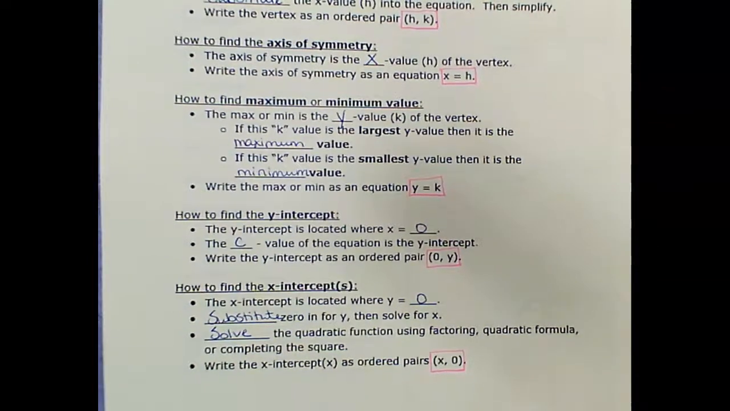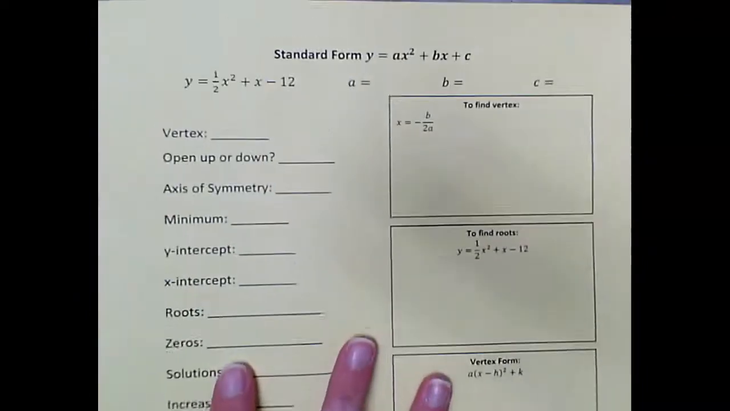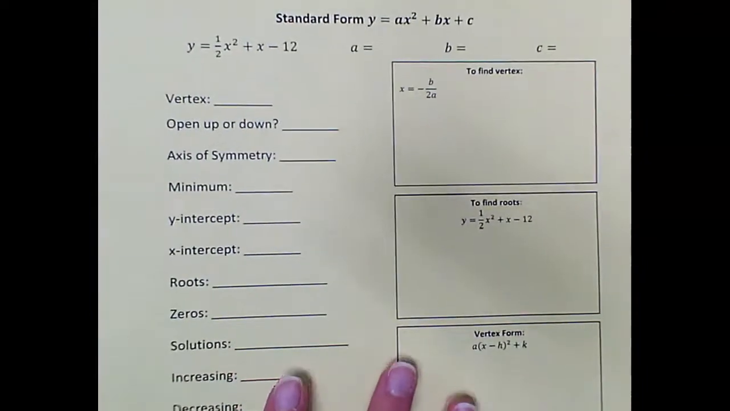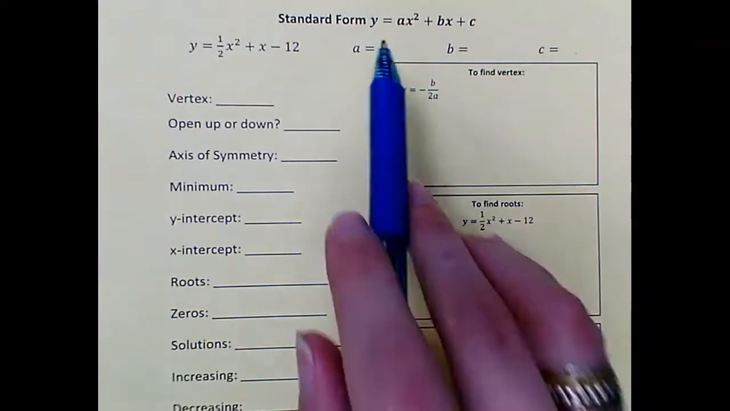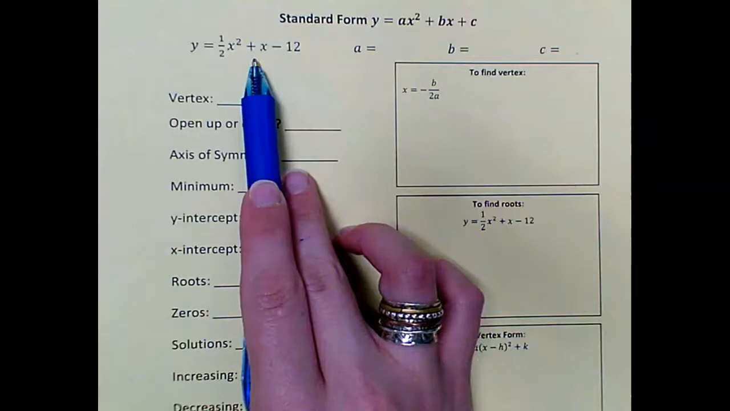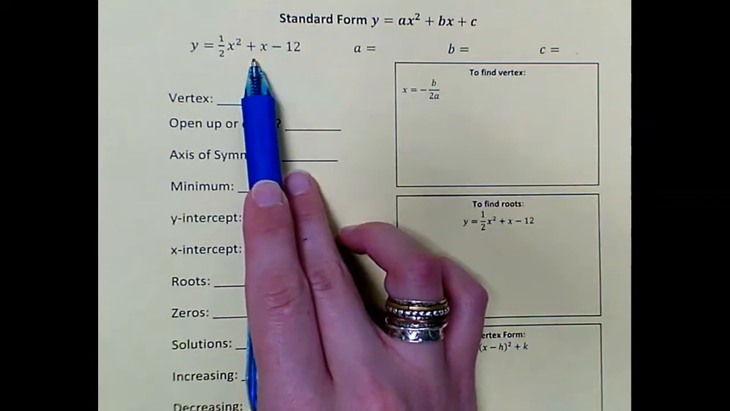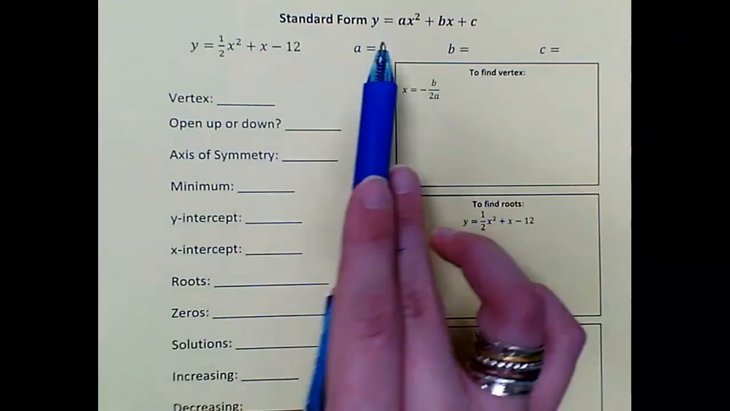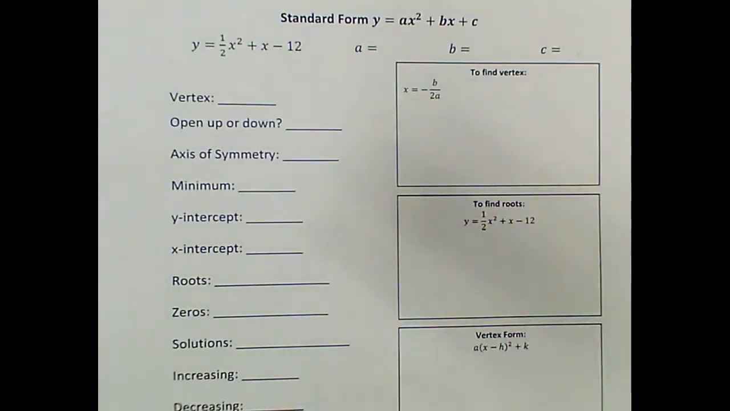So now go ahead and scroll down. I'm going to keep that page handy, but now I have an example. And I told you we're really looking deeper into standard form. So there's lots and lots of things that we can find today. So our standard form is written at the top, and we have our equation. It's y equals 1/2 x squared plus x minus 12. Go ahead and pick out the a and b and c values. Take a moment to do that.